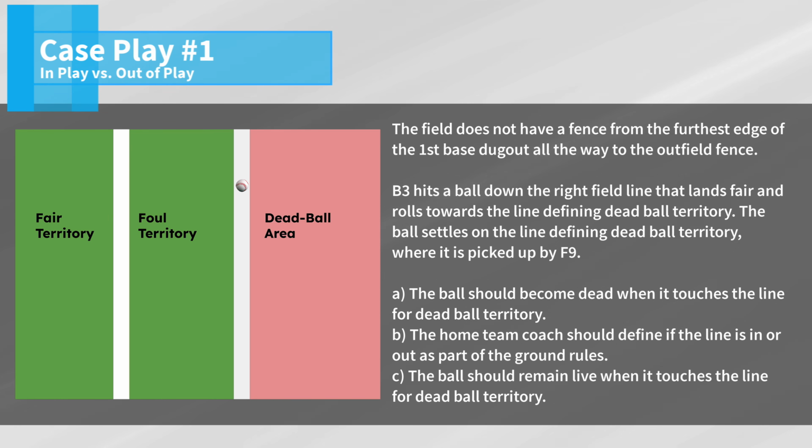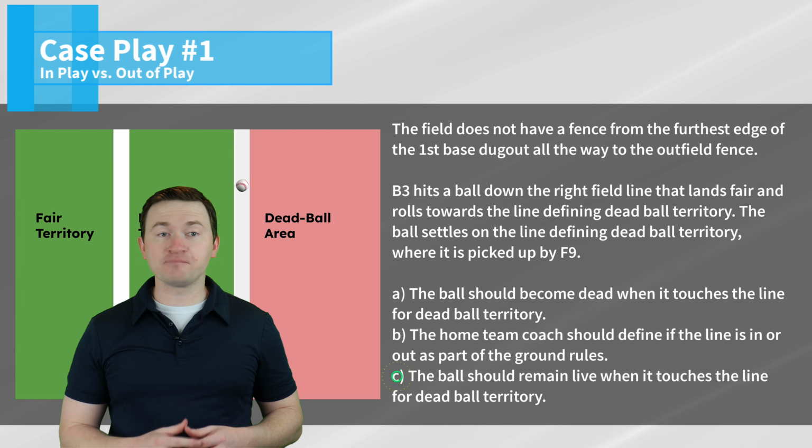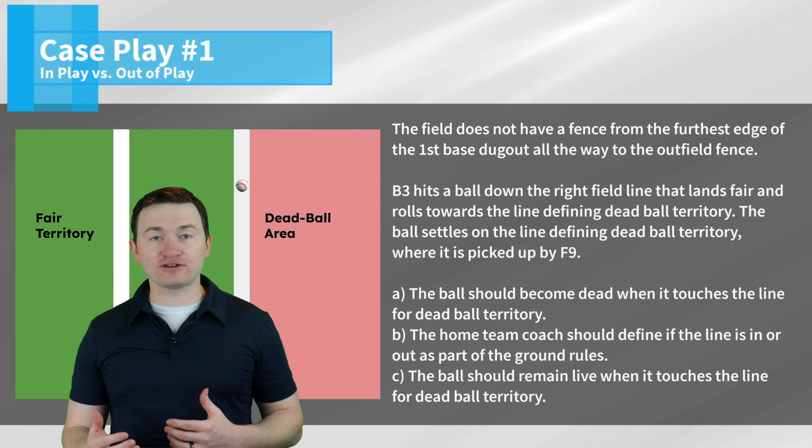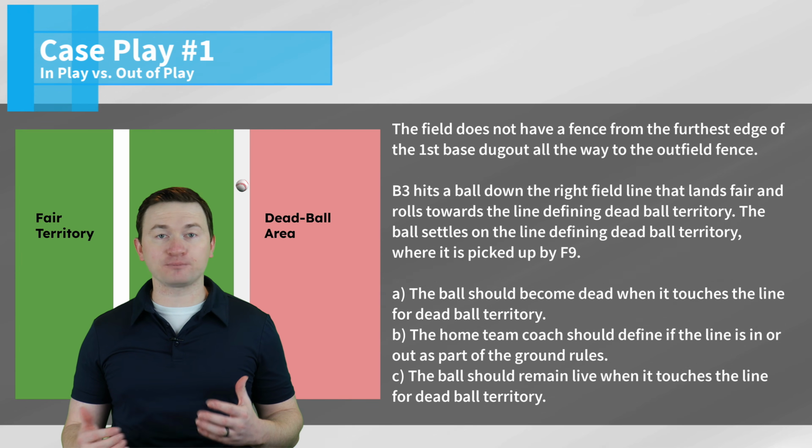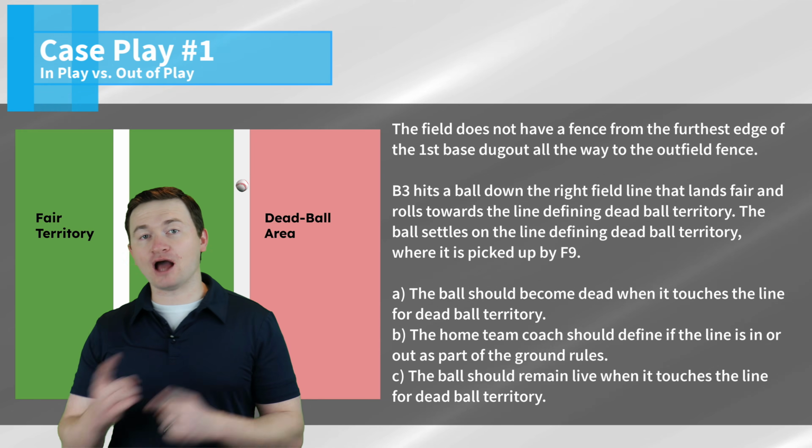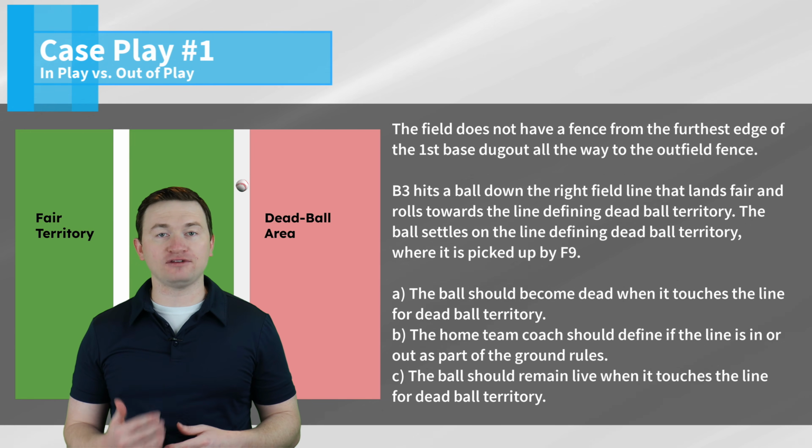Is this A, the ball should become dead when it touches the line for dead ball territory? B, the home team coach should define if the line is in or out as part of the ground rules? C, the ball should remain live when it touches the line for dead ball territory. The correct answer here is C. Any line defining dead ball territory is still considered to be in play. The ball has to go beyond the line for it to have entered dead ball territory.